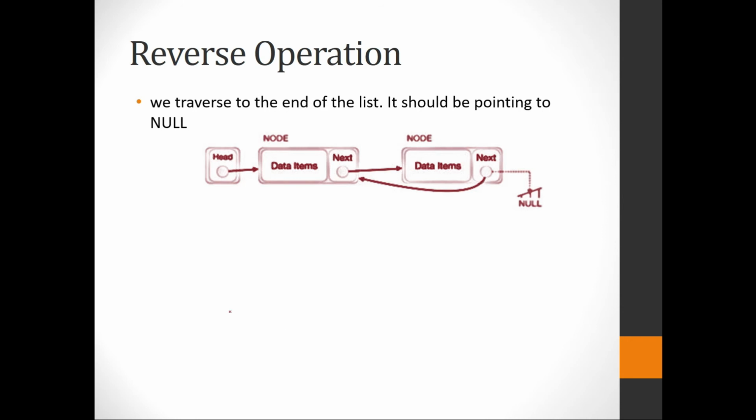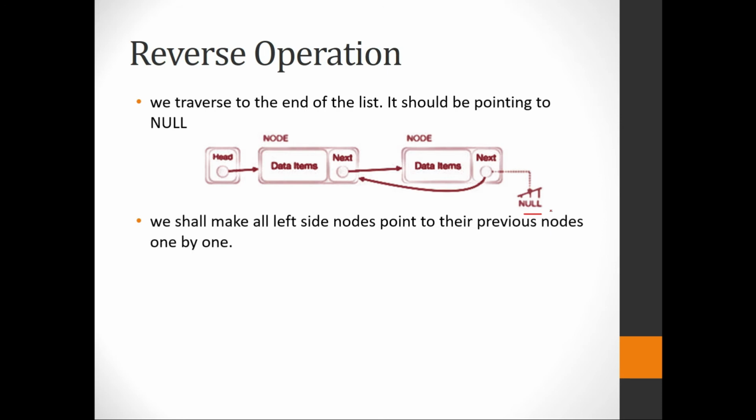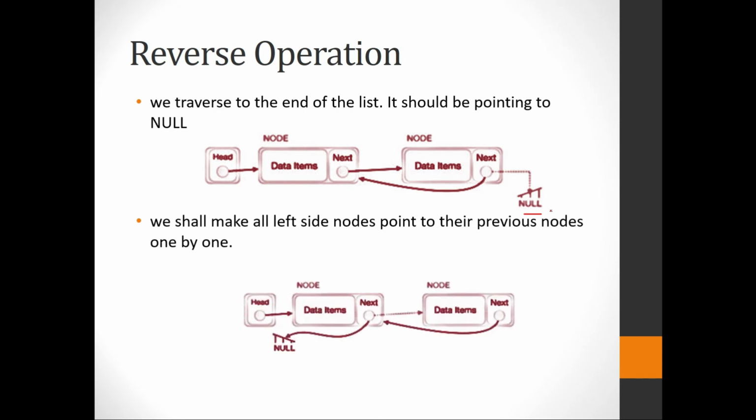We can traverse to the end of the list. What do I mean by traverse? Traveling. So first I should reach the last node, which is pointing to null. And now I will change this next connected here over to the previous node, and this next is being connected to null.